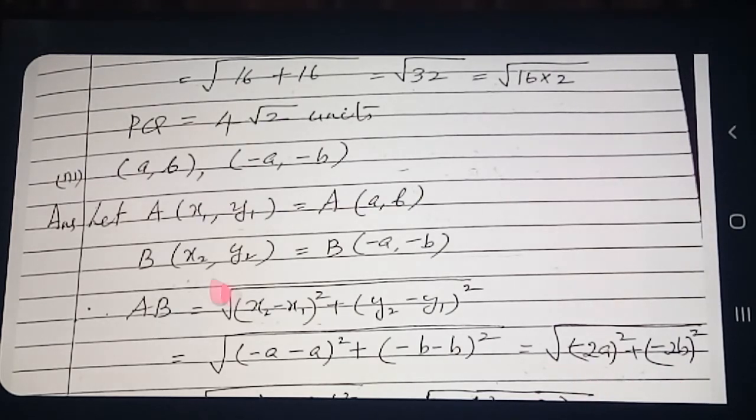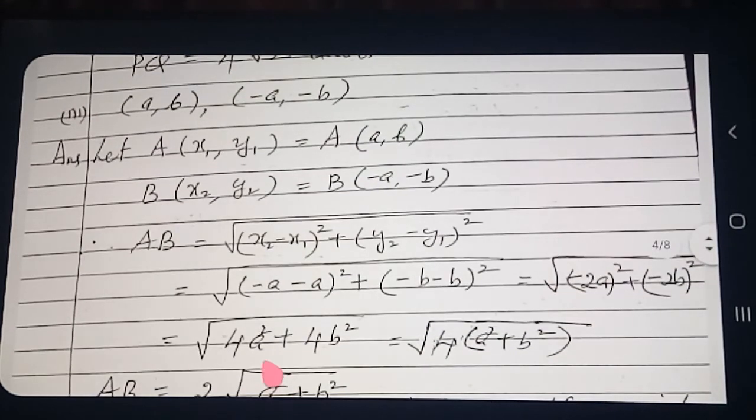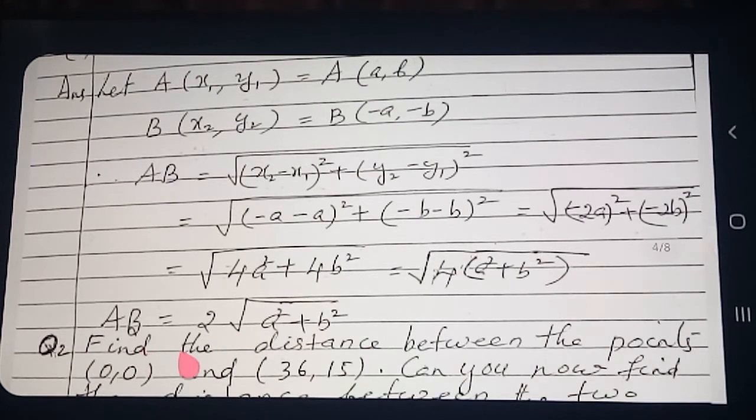Is it clear? Yes. Now, what is minus 2a the whole square? Any negative number with an even power is positive only. So minus 2a the whole square means 4a square. Minus 2b the whole square means 4b square. Take 4 common: root of 4 into (a square plus b square). Root of 4, how much is coming? 2. Therefore AB is equal to what you got? 2 into root of a square plus b square. Clear now? There are no doubtful cases anywhere.